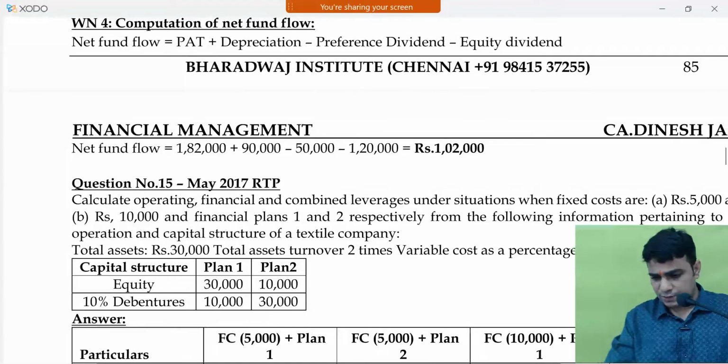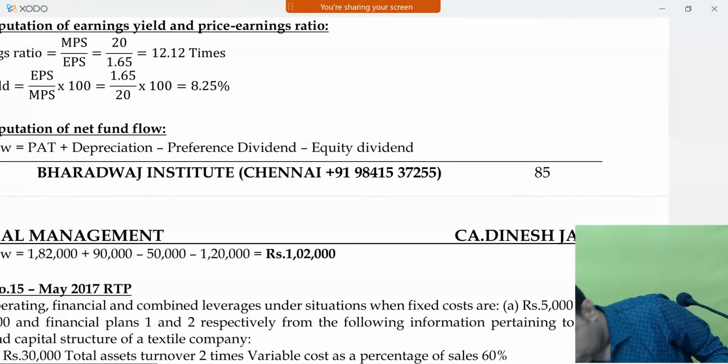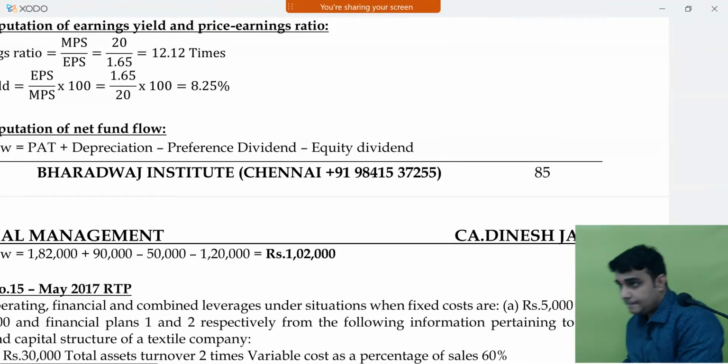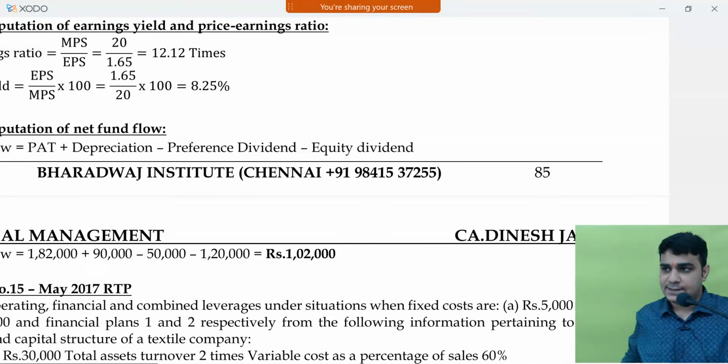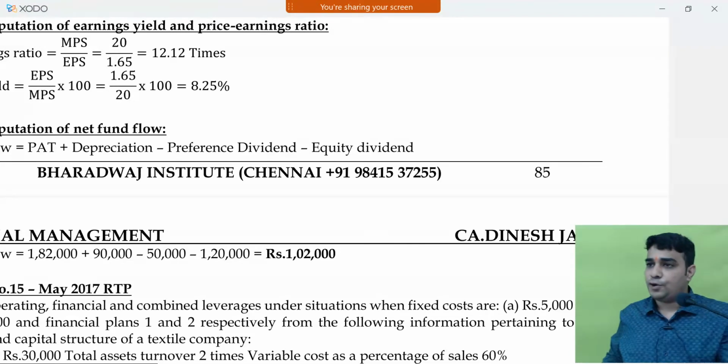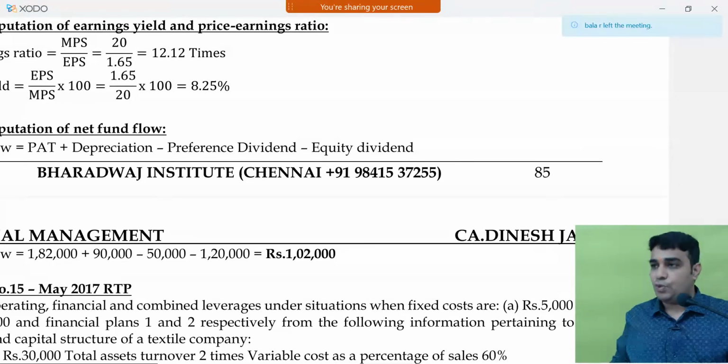Go through question 15, a quick discussion on this. Net fund flow is basically the cash flow which the company gets. So the net cash inflow to the company is profit after tax, add back depreciation because it's a non-cash item, and subtract the two dividends which you are paying because that's a money outflow.